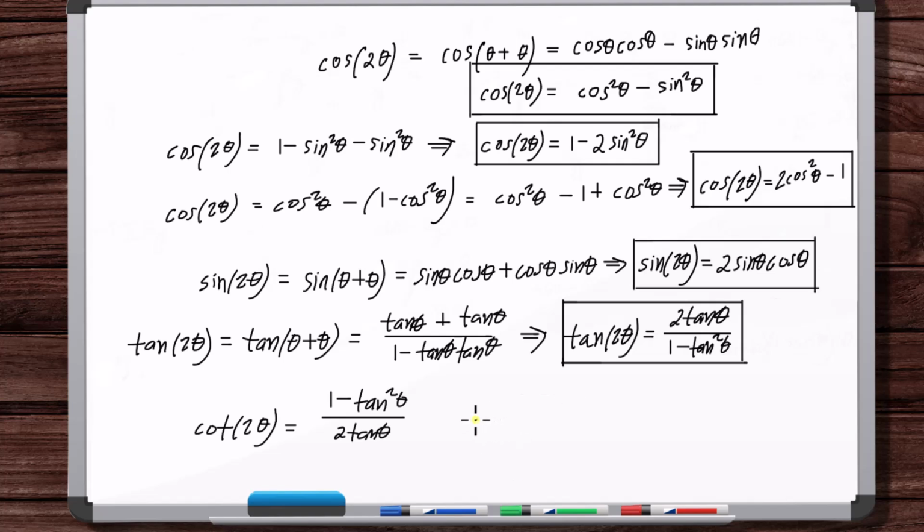What would cosecant of 2 theta be? Cosecant is the reciprocal of sine, so there you go. Same idea with secant. So that's why the cotangent, cosecant, and secant double angles aren't listed. But there you go. There are the double angle identities.